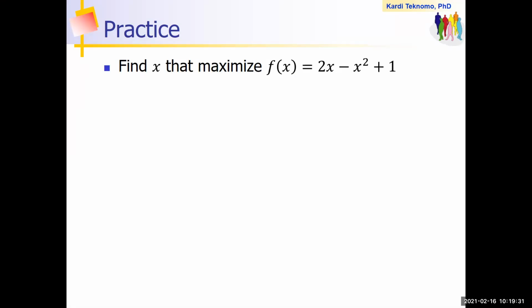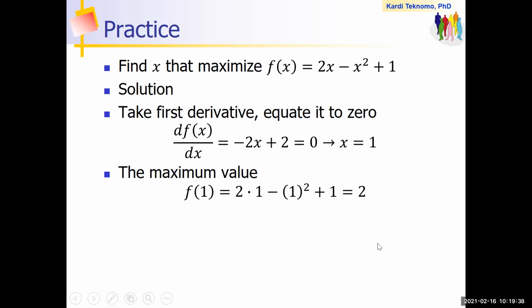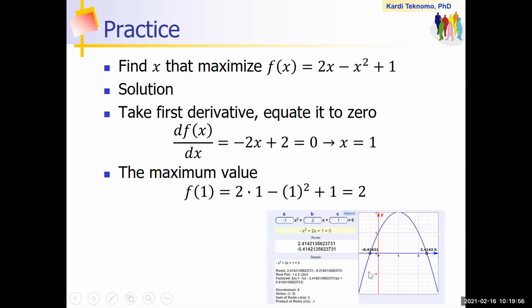X equals 1. How do you get it? By just doing the first derivative. Correct, very good. To take the first derivative, you put it equal to 0, and you get x equal to 1. Very good, so you have no problem at all. It's the unconstrained equation, right?